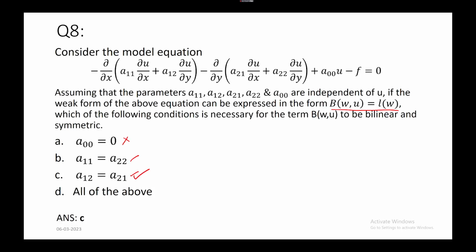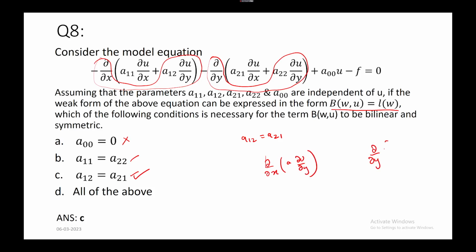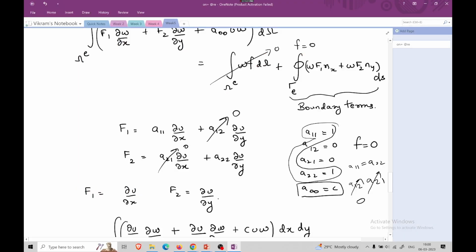So between B and C, we observe that C is the more important thing, because if only your a12 is equal to a21, both terms, when I evaluate this term and when I evaluate this term, both will be dou by dou x of a dou u by dou y, and dou by dou y of a dou u by dou x. So both are equivalent. If I multiply with w, w and u I can interchange in this case.